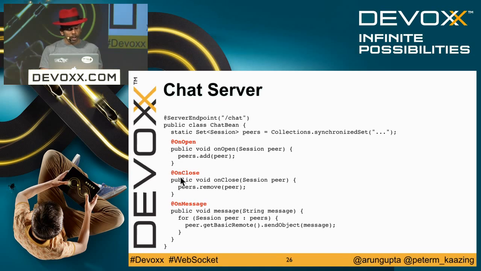These are my onOpen and onClose callback handlers, just regular business methods with @OnOpen and @OnClose annotations. When I'm opening, I get a session parameter. When I'm closing, I get a session parameter. And on the server, because it's a stateful protocol, I'm maintaining a static set of sessions. On open, I add the session to the set. On close, I remove it from the set.